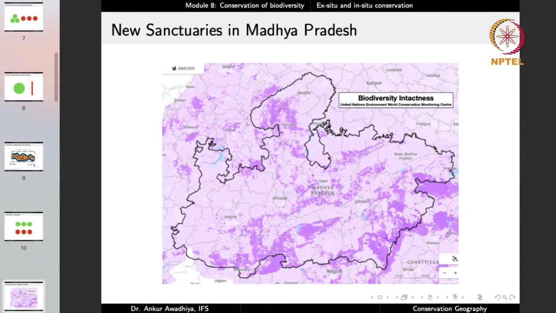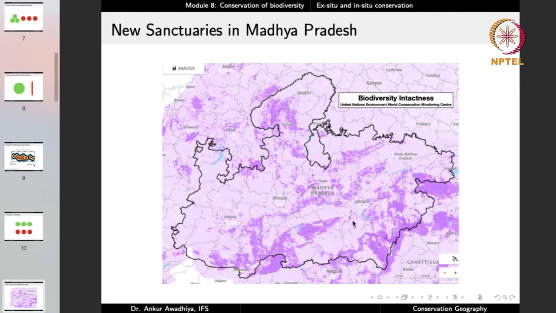So how does it work in practicality? Suppose in the state of Madhya Pradesh, we need to design new sanctuaries. And the question is, where should they be located? So we can begin with things like the biodiversity intactness index. Now, this is an index that gives an idea about which locations currently have a substantial amount of biodiversity and in which locations the biodiversity has already been more or less eliminated.